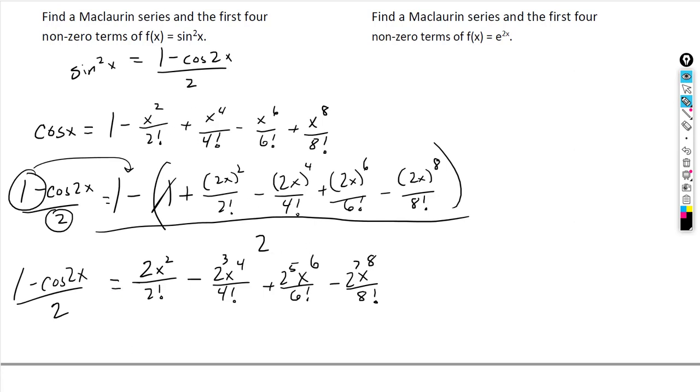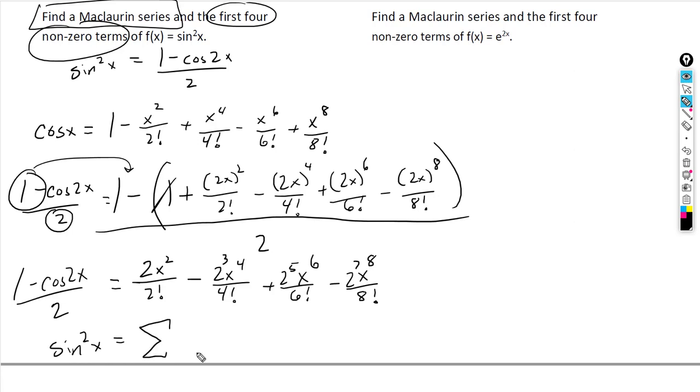Now, this is the first 4 terms. So that's good, because that's what sine squared x is equal to. But it says find a Maclaurin series. So now I've got to find the Maclaurin series. So we're going to say sine squared of x is equal to, and a Maclaurin series involves that summation formula. So we're going to start at n equals 0 to infinity.